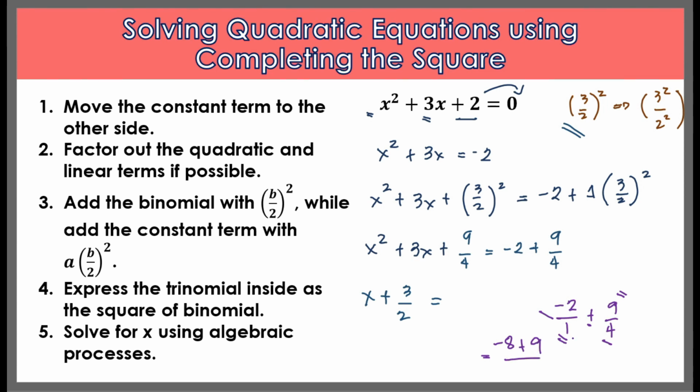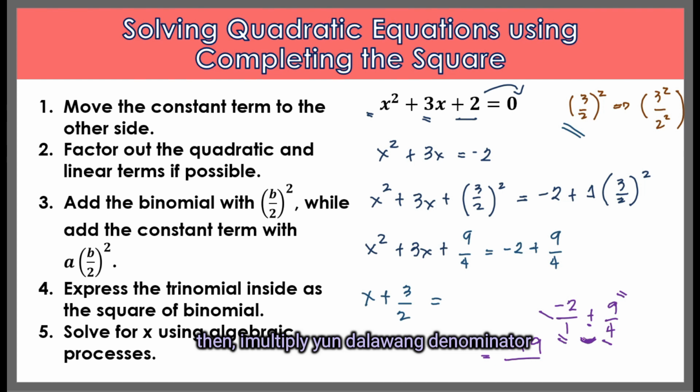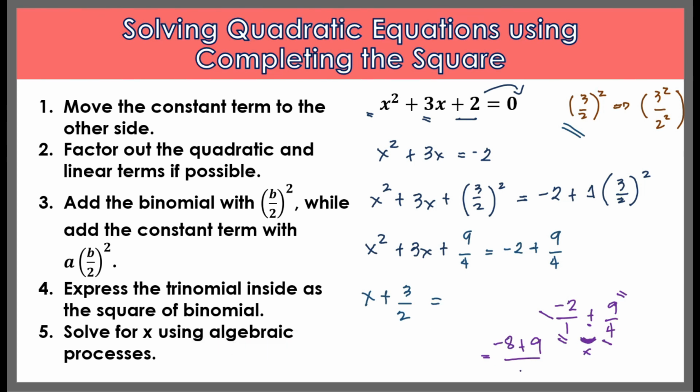Over, i-multiply yung dalawang denominator sa baba. And that will be 4. So, negative 8 plus 9 over 4. Okay, and pag sinolve natin si negative 8 plus 9 over 4, ito ngayon ay magiging 1 over 4. And then of course, I forgot, we have to put raised to 2 pa dito.